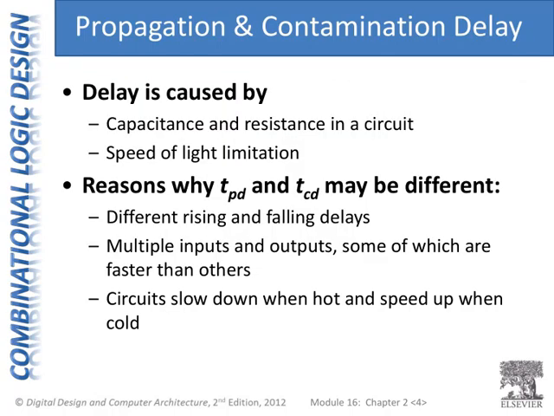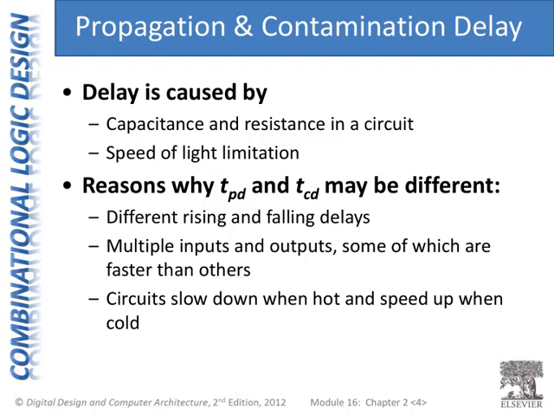So what is delay caused by? Well, it can be caused by capacitance and resistance in a circuit. Totally fine if you don't know what those words mean. If you take E220, you'll start to know what those mean. But basically, capacitance is how much capacity it has to hold charges, and resistance is how much a circuit resists the flow of current. And the largest limit, the boundary, is the speed of light limitation. So the fastest that an electrical signal can travel is the speed of light.